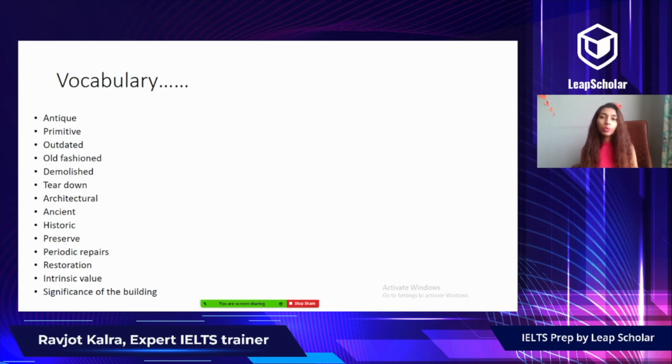So these all words should be used as per the demand of the sentence. You cannot use these words in any sentence, irrespective of the sentence you're thinking. So please decide which vocabulary you want to put in what sense, and then you can use such vocabulary.